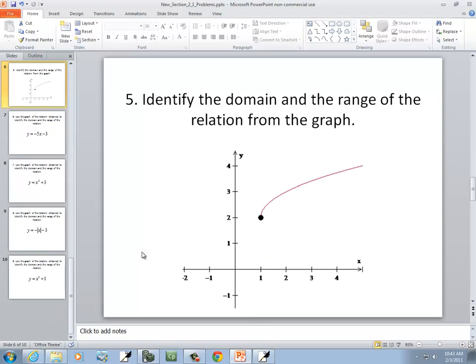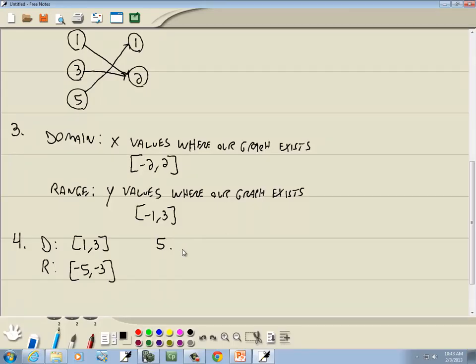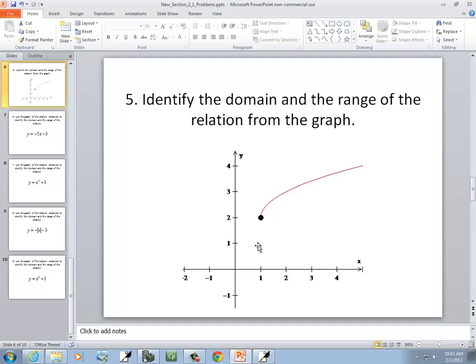Now our fifth example. Our x values. Our leftmost part of our graph is right here, which if I went straight down to the x-axis, that'd be x equals 1. Now this seems to stop right here, but whenever you have your graph go off the edge like that, the implication is that it keeps going forever. So this is going forever.